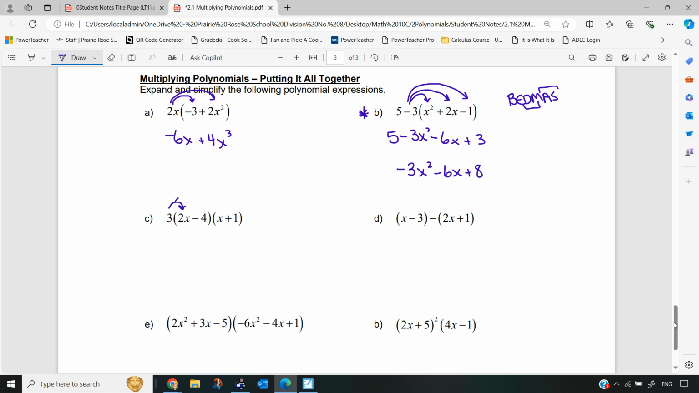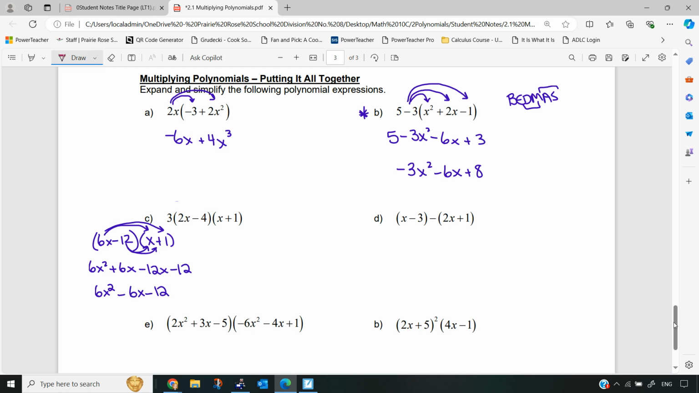For the first one, I'm bringing in the 3. So I'm going to have 3 times 2x is 6x, and 3 times negative 4 is negative 12. I'll close my brackets and then x plus 1. Remember that that 3 stops coming through when I hit my stop sign. Now I can multiply out. 6x times x is 6x squared. 6x times positive 1 is positive 6x. Negative 12 times x is negative 12x. And negative 12 times 1 is negative 12. Combining like terms, I'm going to have 6x squared minus 6x and then minus 12.